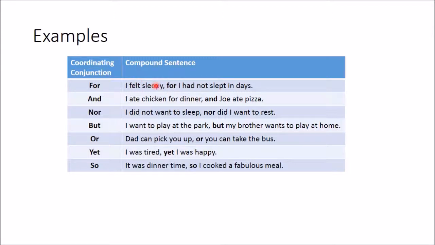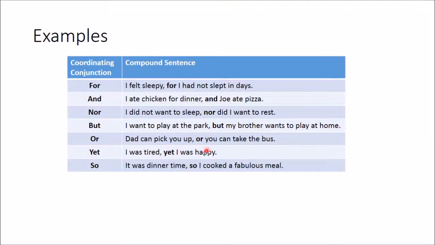I felt sleepy, for I had not slept in days. I ate chicken for dinner, and Joe ate pizza. I did not want to sleep, nor did I want to rest. I want to play at the park, but my brother wants to play at home. Dad can pick you up, or you can take the bus. I was tired, yet I was happy. It was dinner time, so I cooked a fabulous meal.